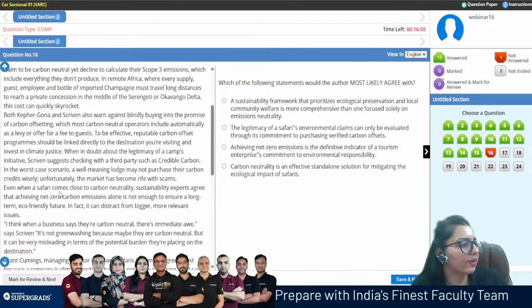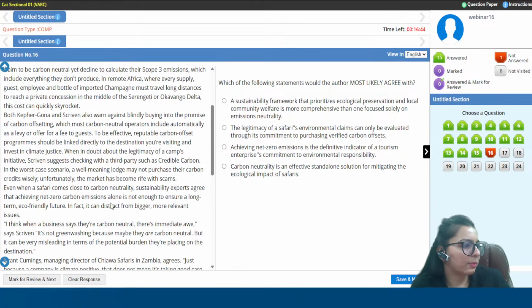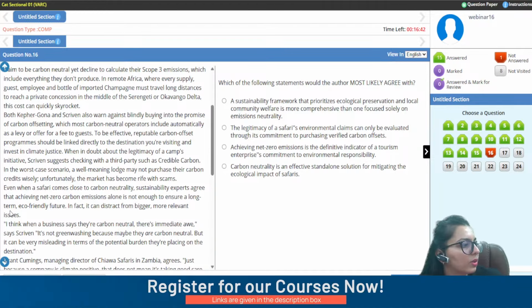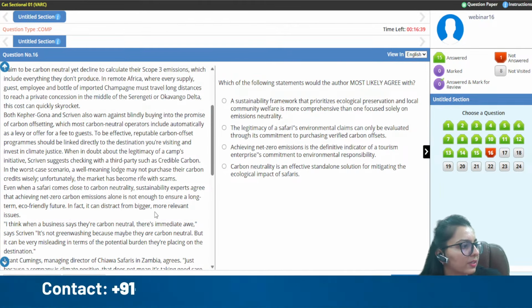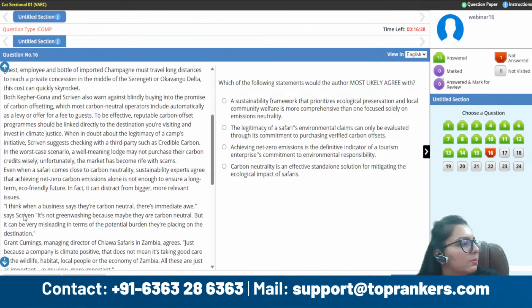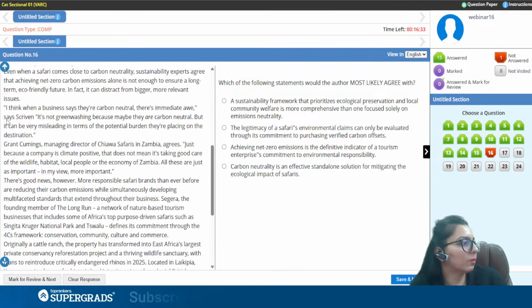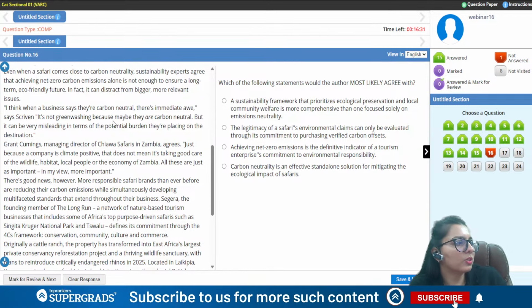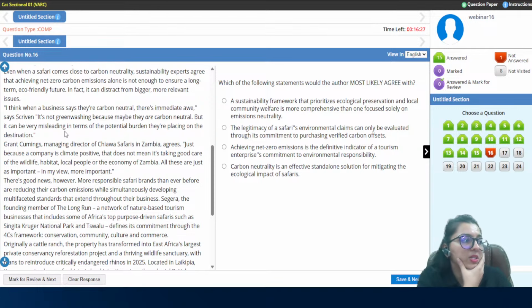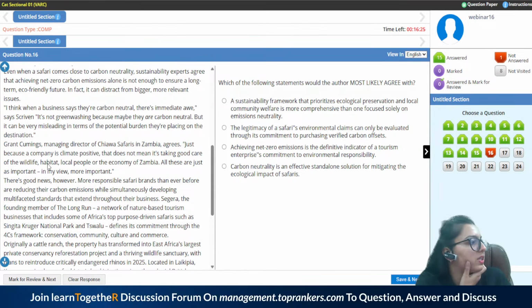Even when the safari comes close to carbon neutrality, sustainability experts agree that achieving net zero carbon emissions alone is not enough to ensure a long term eco friendly future. In fact, it can distract from bigger, more relevant issues. I think when a business says they're carbon neutral, there's an immediate oh, says Scriven. It's not greenwashing because they are carbon neutral. Maybe they are, but it can be very misleading in terms of the potential burden they're placing on the destination.